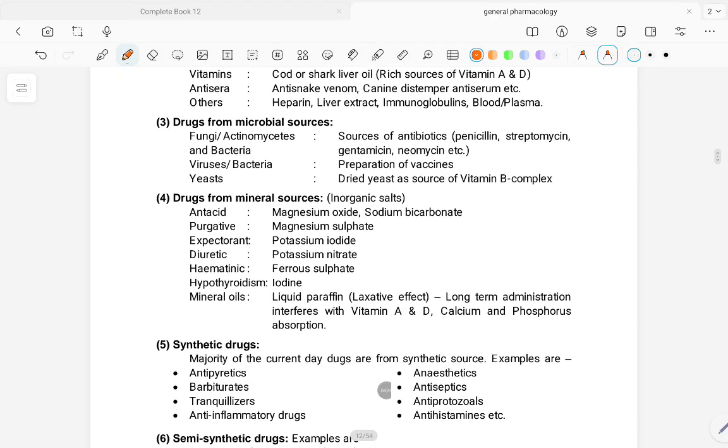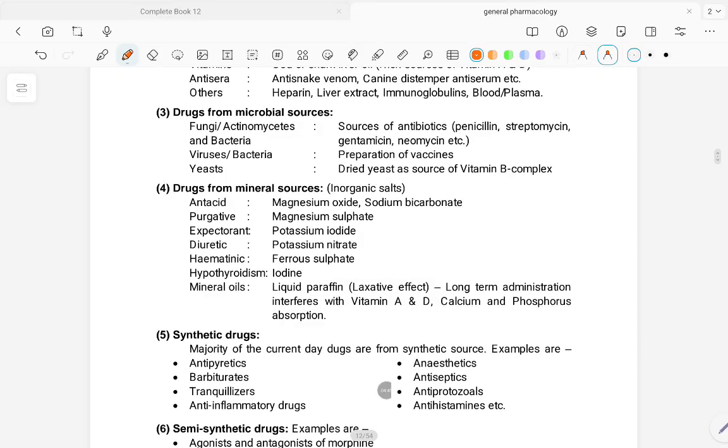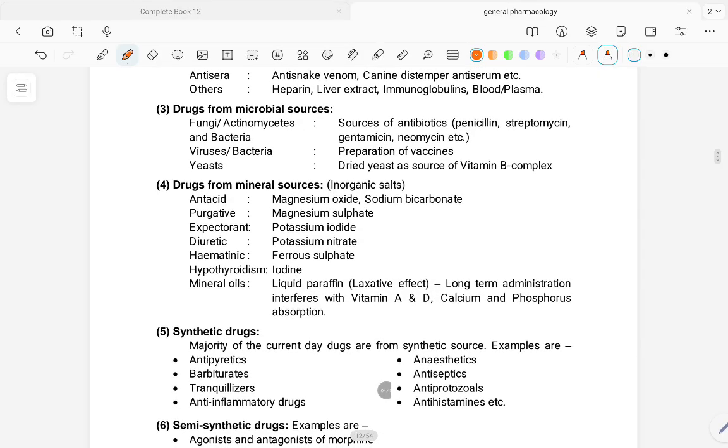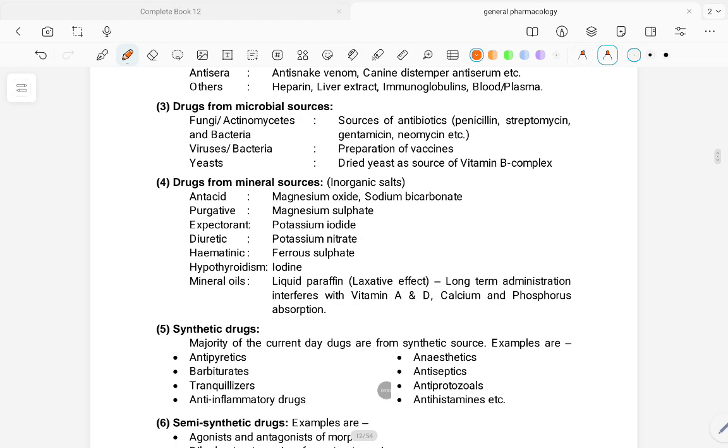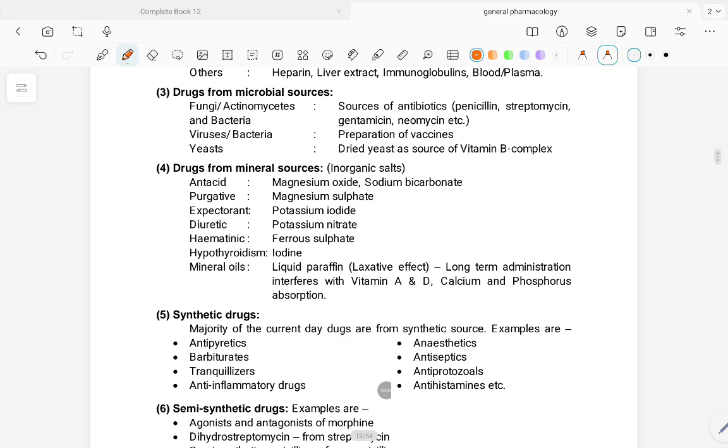Drugs from microbial sources. Fungi and actinomycetes are sources of antibiotics: penicillin, streptomycin, gentamicin, neomycin. Viruses and bacteria are used in the preparation of vaccines. Yeast: dried yeast is a source of vitamin B complex.